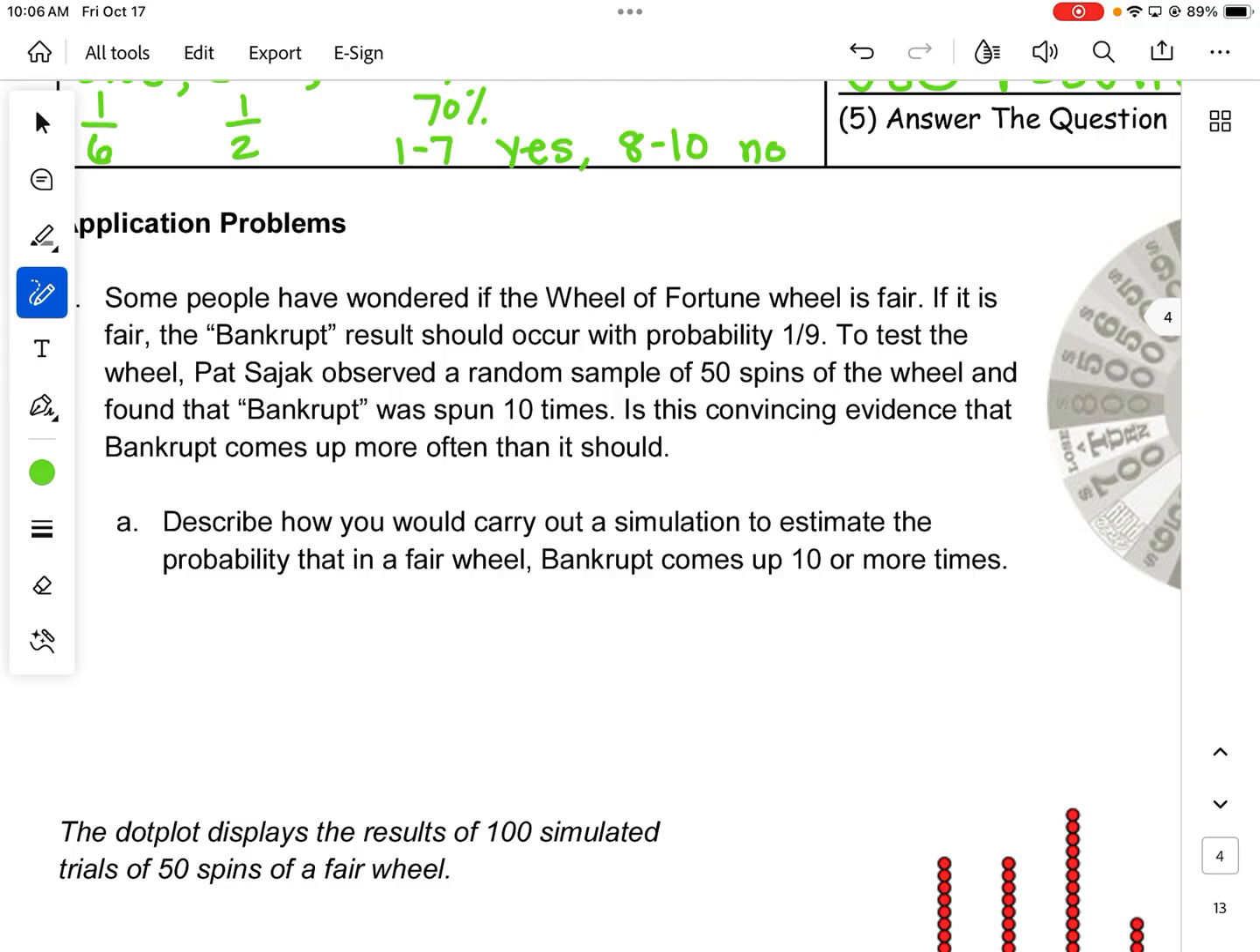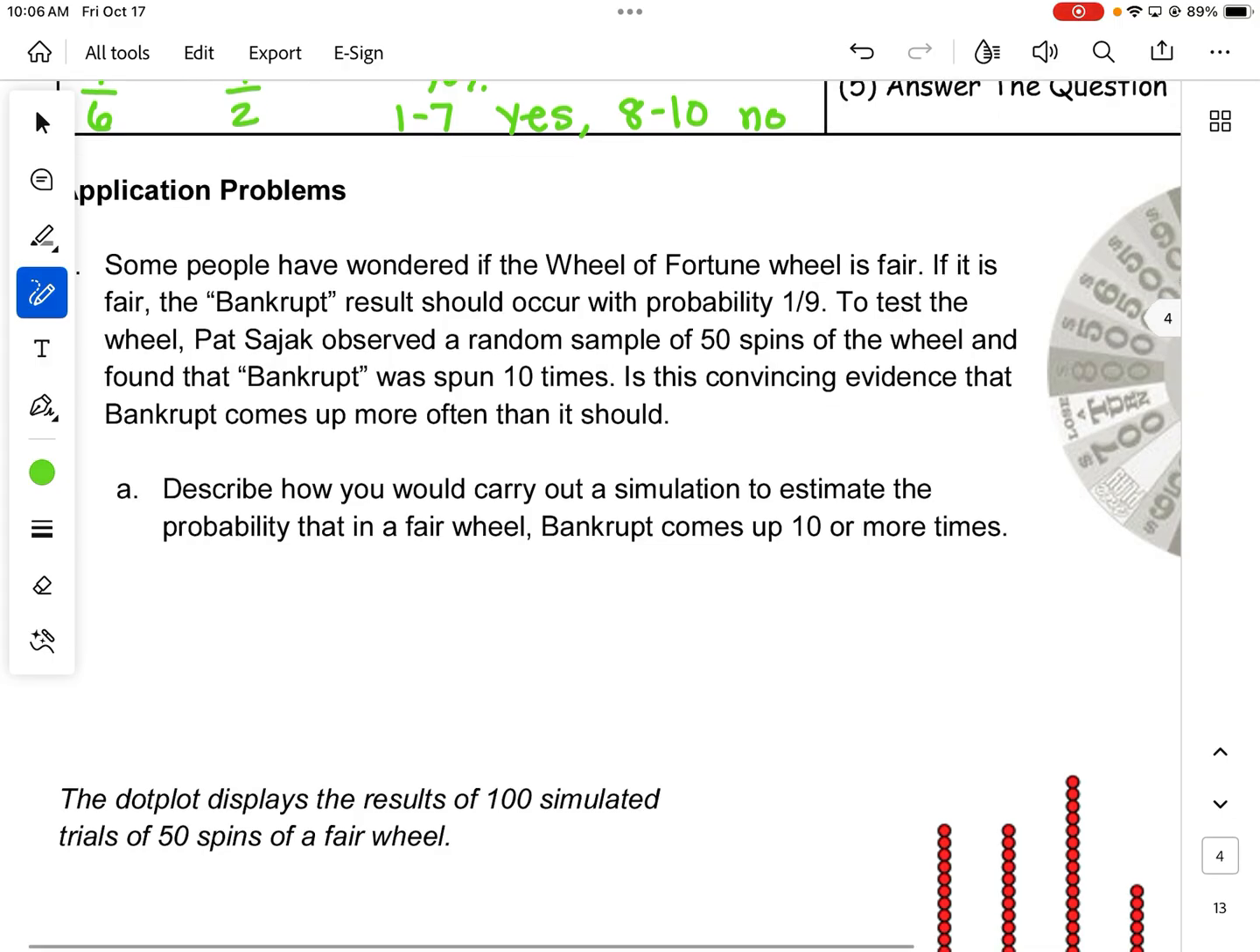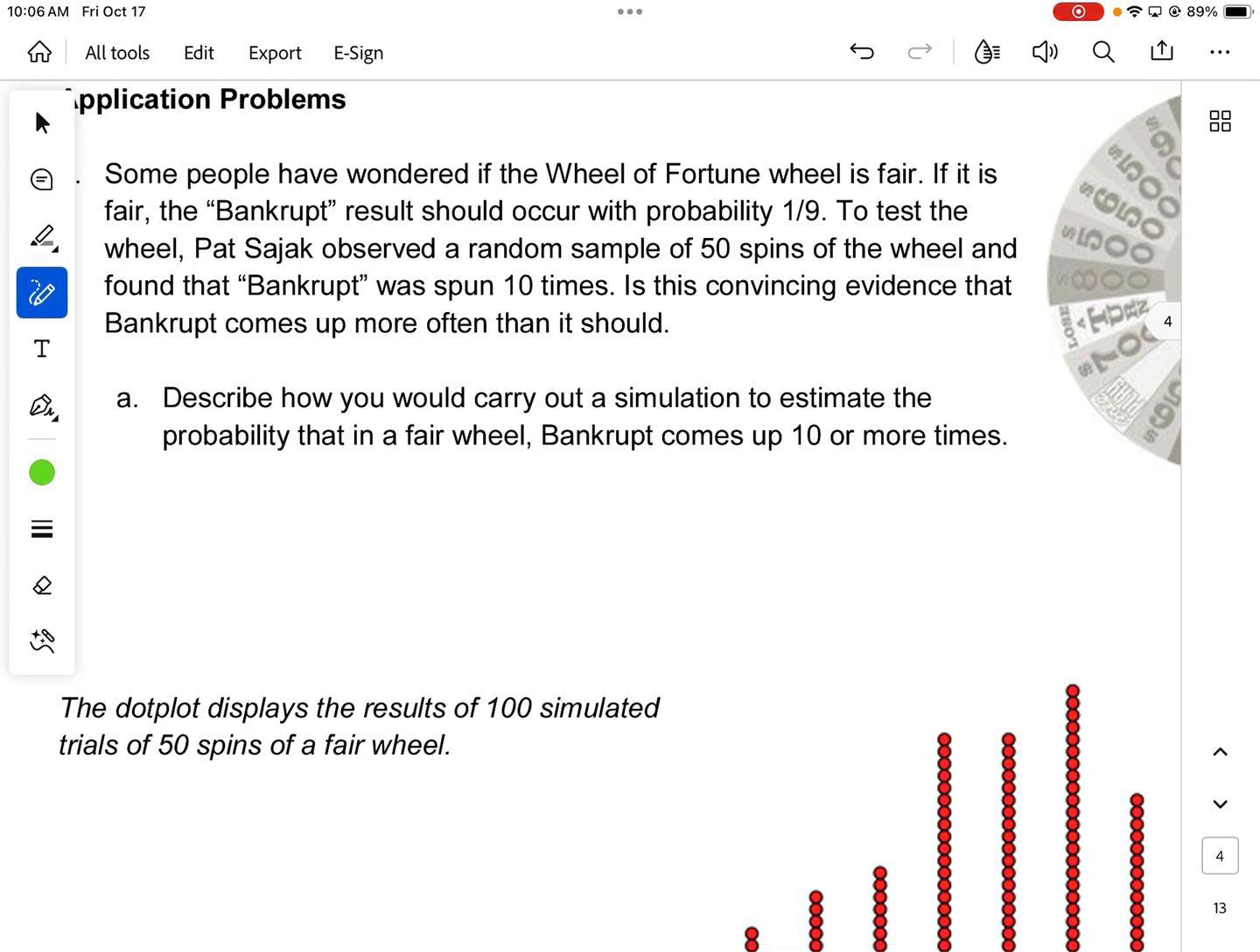Describe how you would carry out a simulation to estimate the probability in a fair wheel that bankrupt comes up 10 or more times. So he's wondering the question: is the wheel fair? So we will carry out a simulation. Describe one trial is what we're going to do on part A.